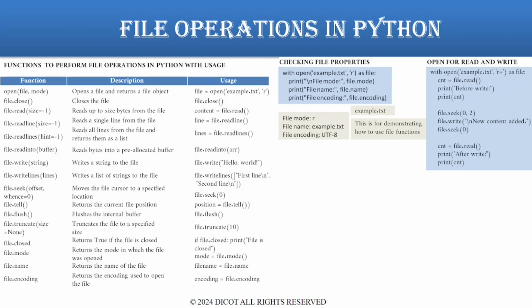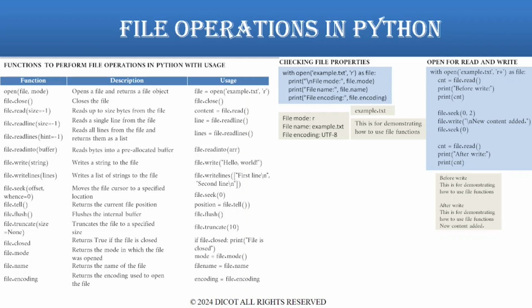Again, the line file.seek(0) will move the cursor to the beginning of the file. At last, we are reading the new content of the file. The output in this case is: before write, This is for demonstrating how to use file functions. After write, This is for demonstrating how to use file functions. New content added. The lines before write and after write are from the print function and the rest of the data is file contents. You can see, after the write operation, the line New content added has been appended.